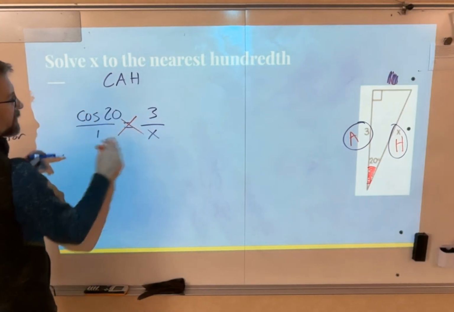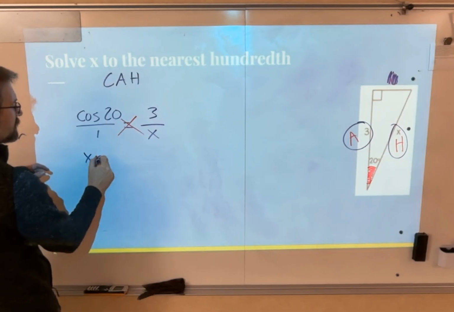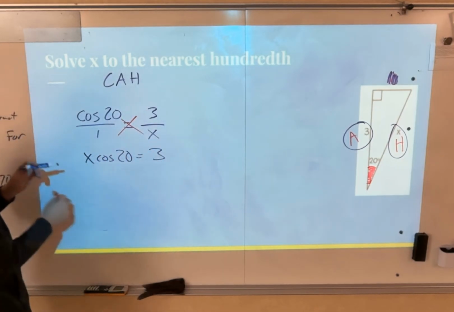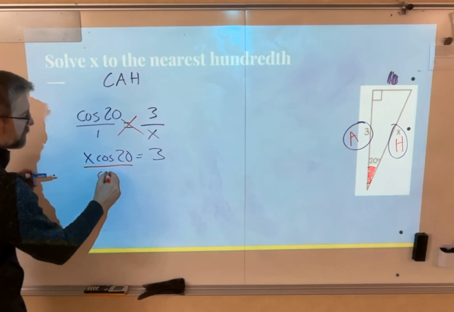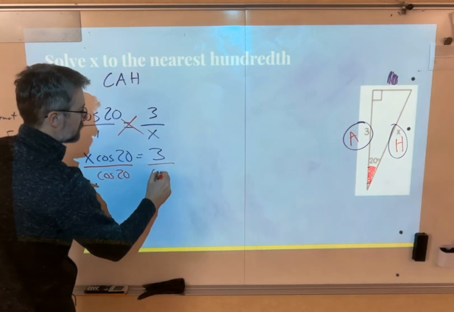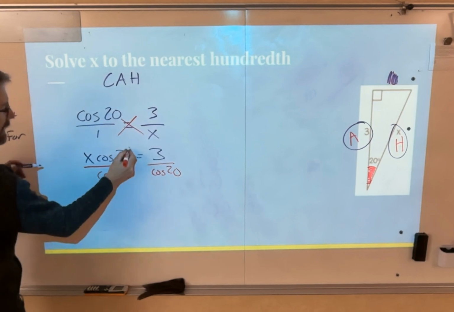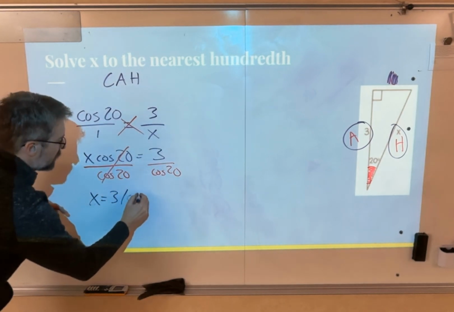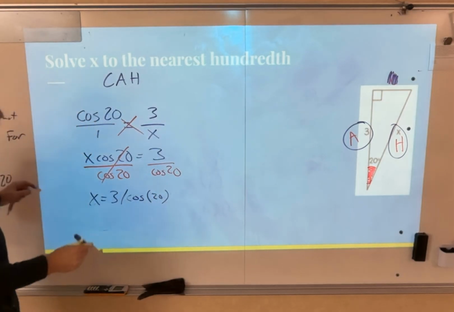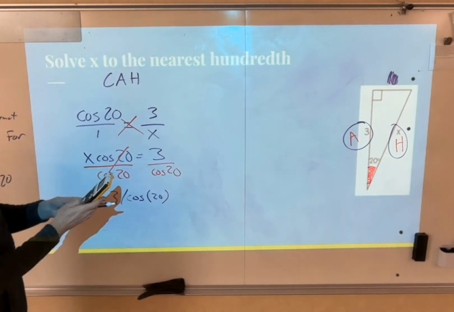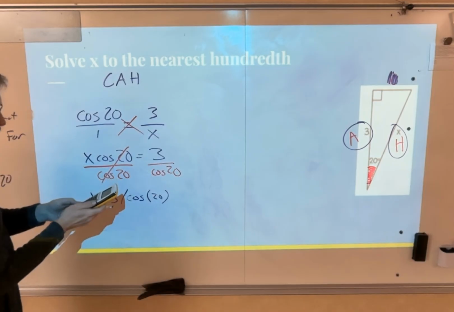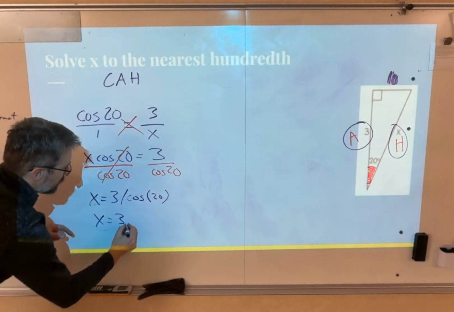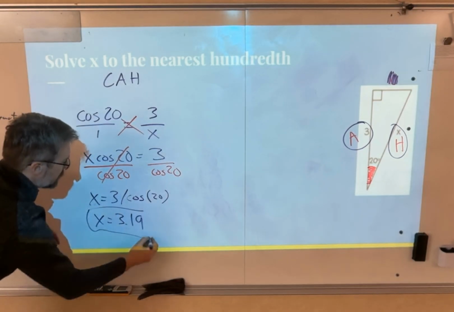Right? Cross multiply, we get x cosine of 20 is equal to 3 times 1. And now to solve this, we just divide by cosine of 20. That cancels, and we get x equals 3 over cosine of 20. And I get that that is 3.19, like that.